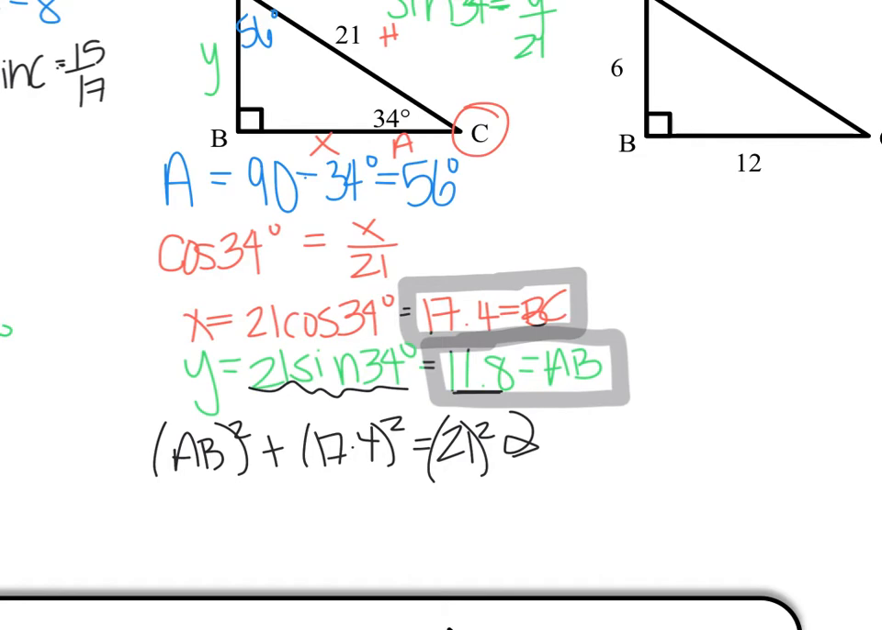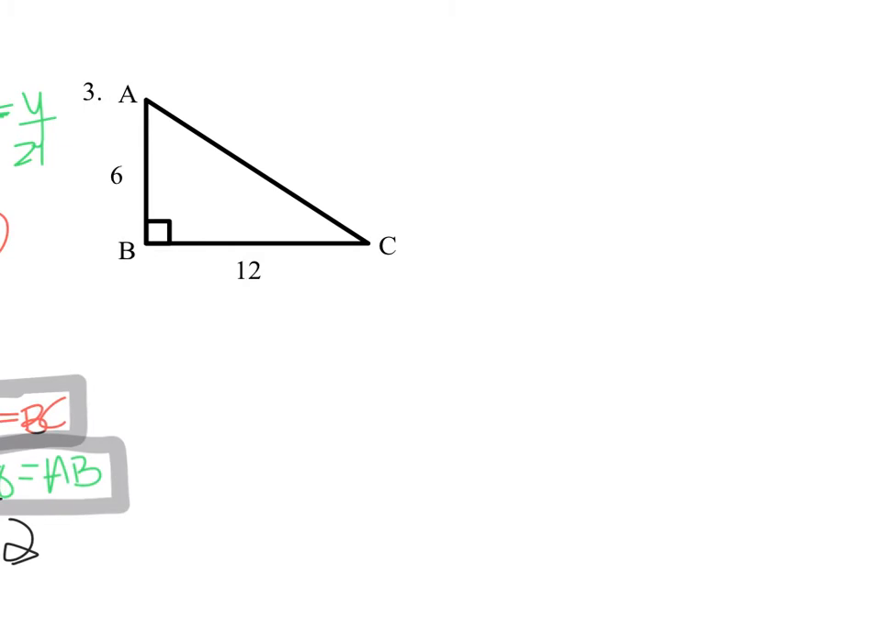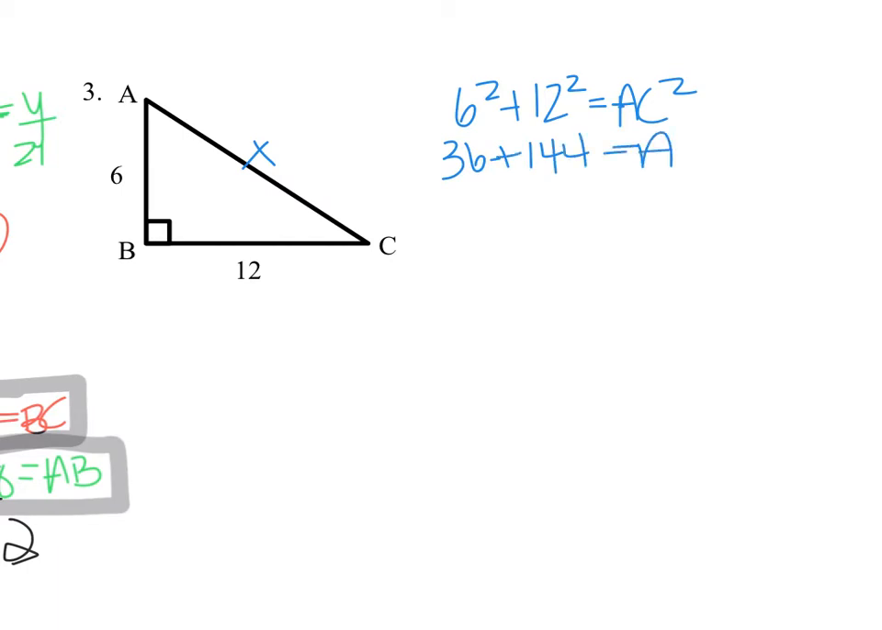Okay, next example. Notice that we were given two sides here. The first thing I would start off doing is find the missing side, and this is going to be the hypotenuse. So 6 squared plus 12 squared equals AC squared. So we get 36 plus 144, so that's 180 equals AC squared. And then when you take the square root of 180, you get approximately 13.4.